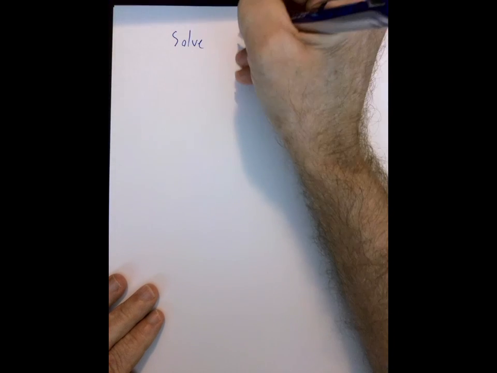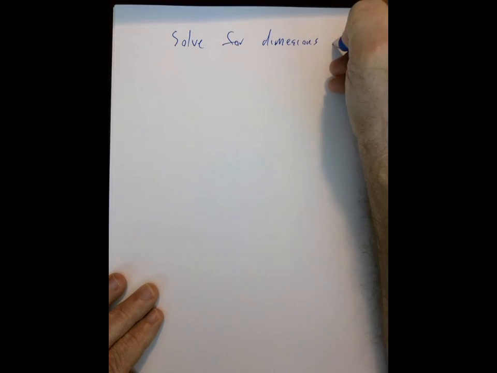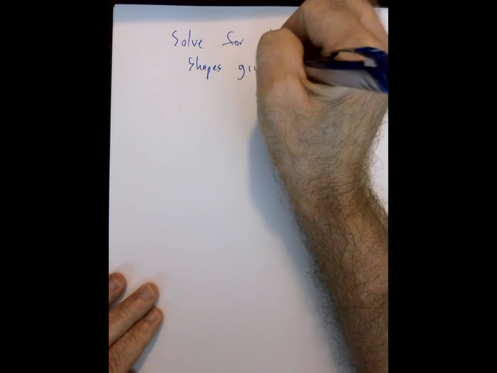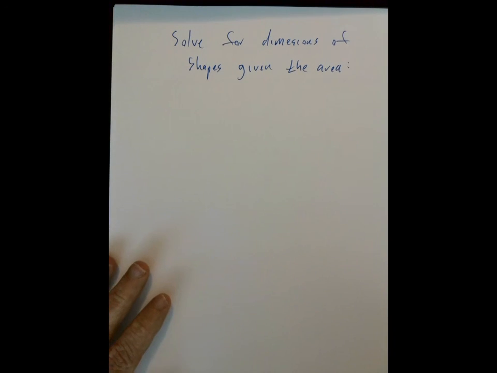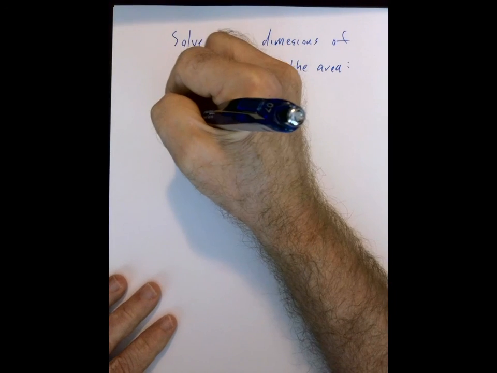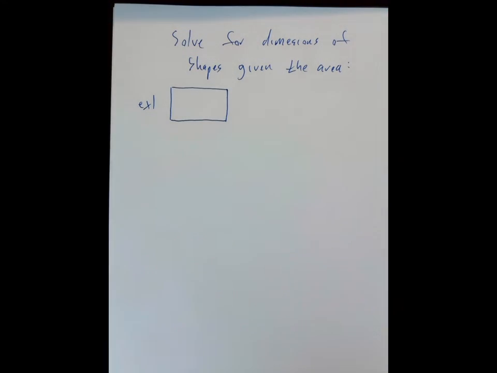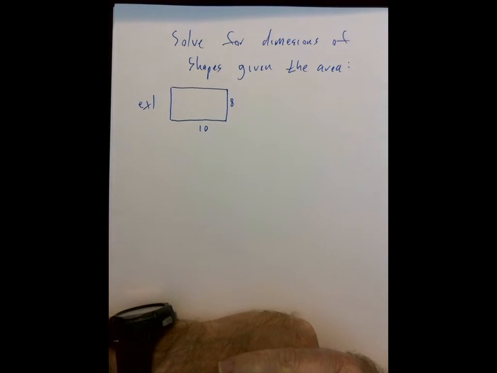What we're really doing here is we're going to solve for dimensions of shapes given the area, right? So for instance, let's say we had a rectangle like this. Here's our rectangle. This is going to be example 1. Let's say this was 10, and then the width was 8, so we had a rectangle whose length was 10 and whose width was 8.